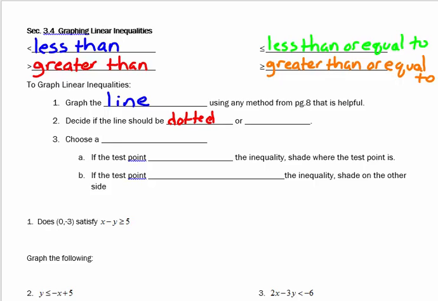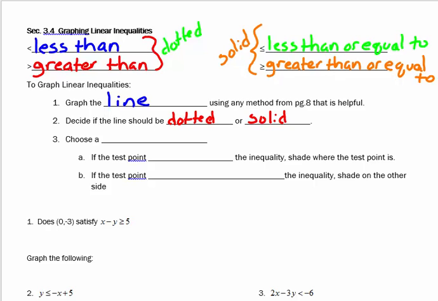Now how we will decide if a line is dotted or solid is by looking at the inequalities. If we're strictly less than or strictly greater than, we are going to use a dotted line. Why? Because that means the points on that line will not satisfy the inequality, so it must be dotted. However, if we have a less than or equal to or greater than or equal to, then we're going to use a solid line, which means all the points on that line will also satisfy the inequality.